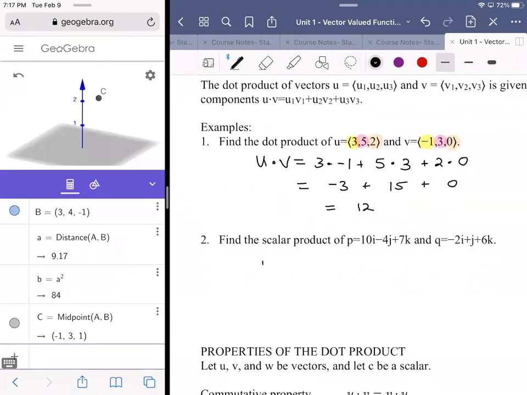So P dot Q. Now this is in IJK notation, but the 10, the -4, and the 7 in component form, let me do that underneath, would be written as 10, -4, 7, and the -2, 1, and 6 would be the components of Q. So you don't really have to show that intermediate step in order to come up with your dot product.